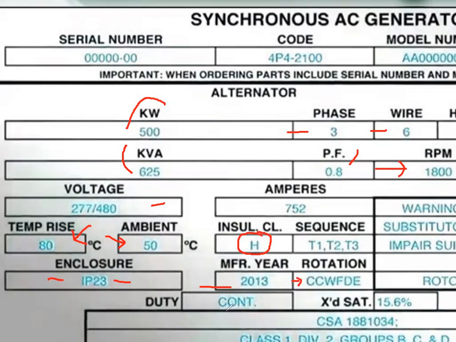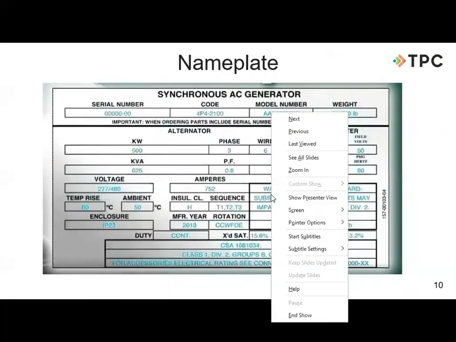Important to understand that. This one is a continuous duty generator, so I can run it 24 hours a day, as much as I want, right? The XD saturation, this also gives us an idea about the fault current that the generator can produce. So very important that we understand that besides everything else.